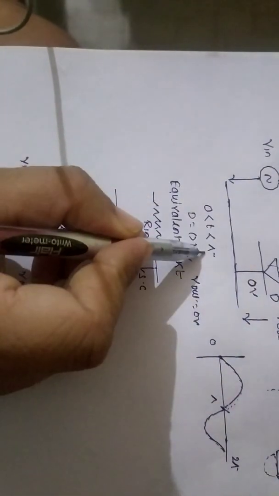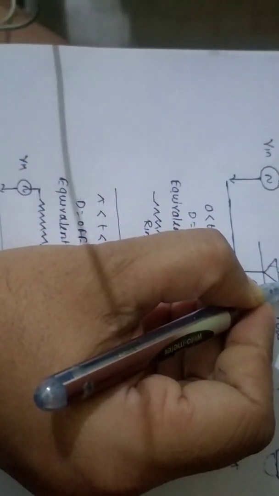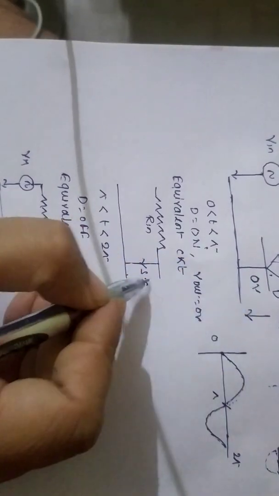So this is your V out and this is V in, and here output is nothing but V in. So in the 0 to pi time interval, the voltage at the anode of the diode is greater than 0 volt. Diode will go in the on state. We have to replace this diode by short circuit.